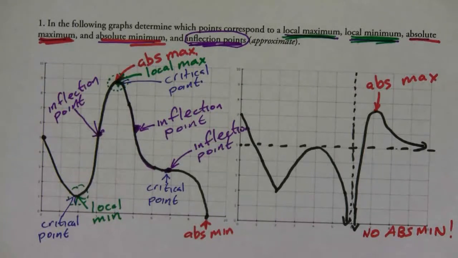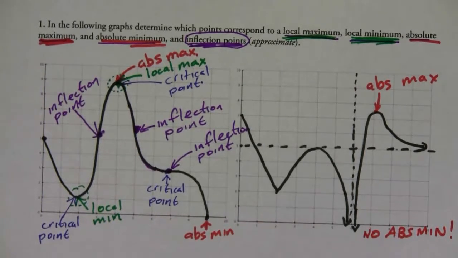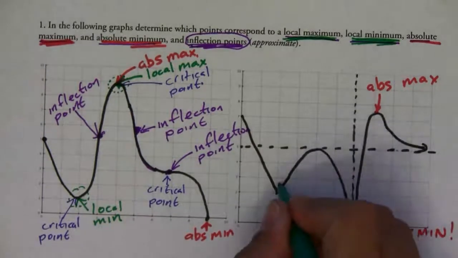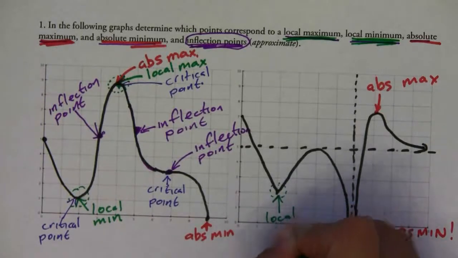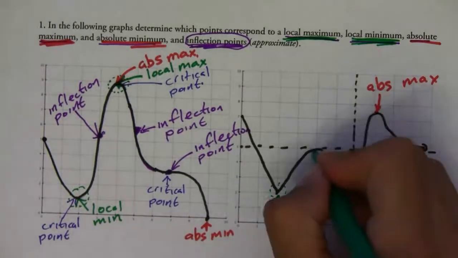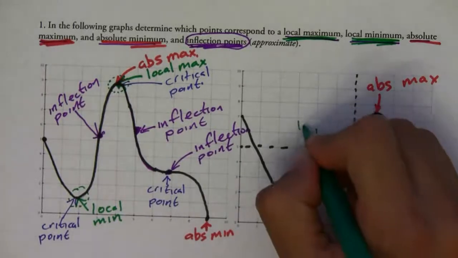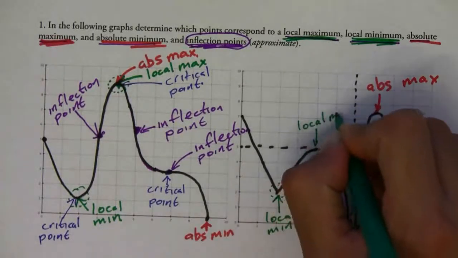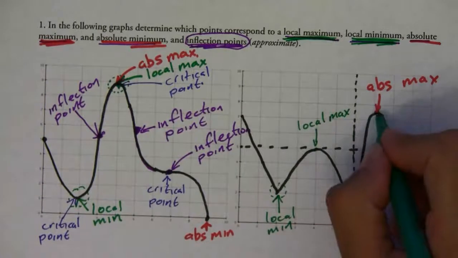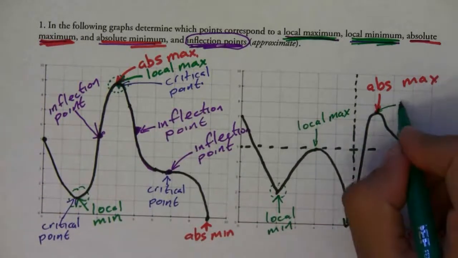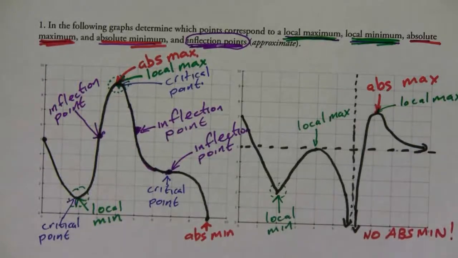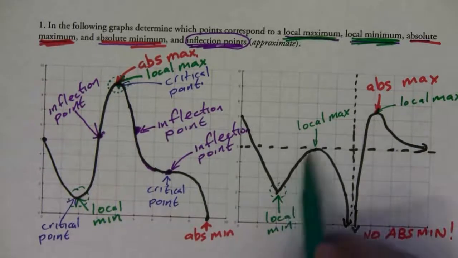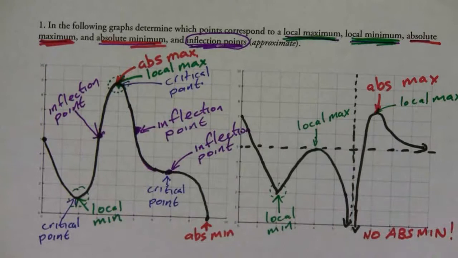Okay. So with that being said, let's find the local maximums and minimums. Well, here in this sharp edge, we have a local minimum, and then we have a local maximum right here, and then here we have a local maximum as well. And these three are all critical points too.